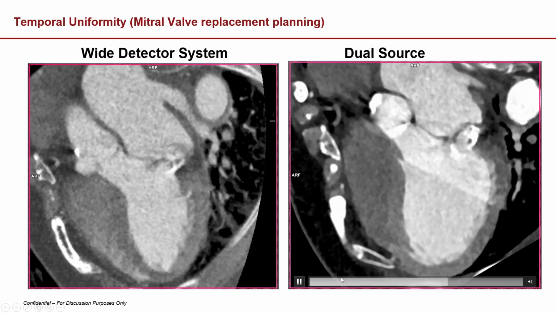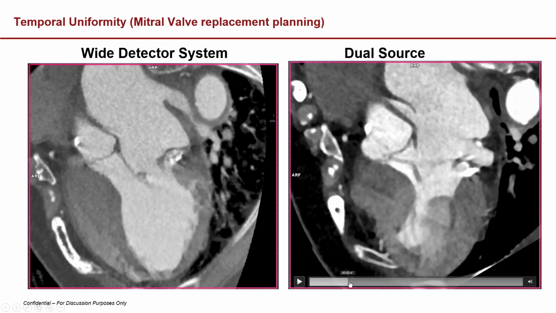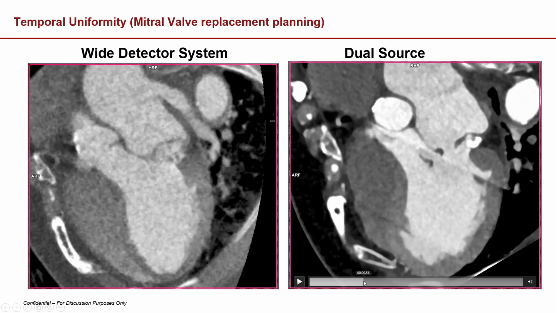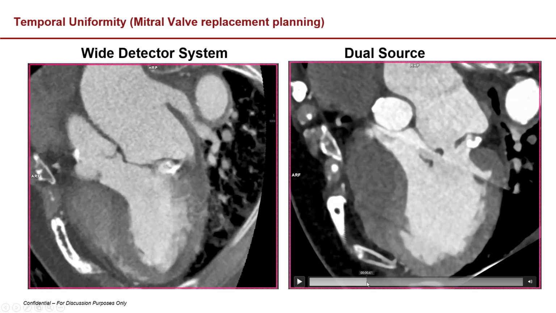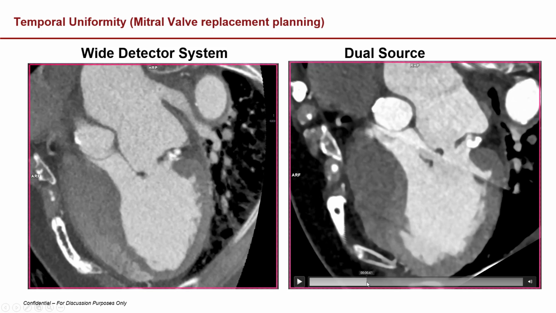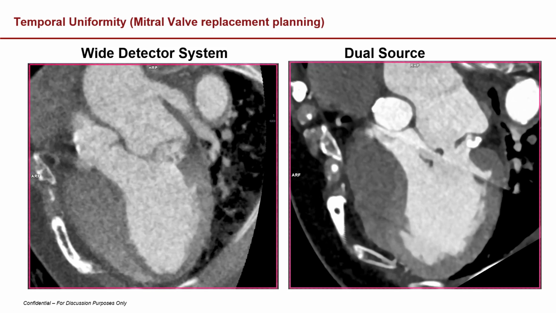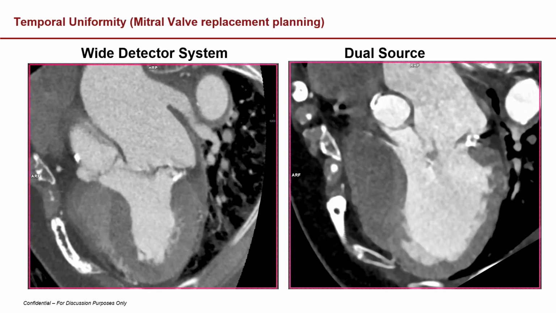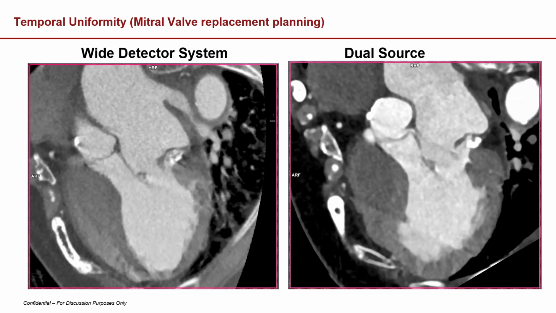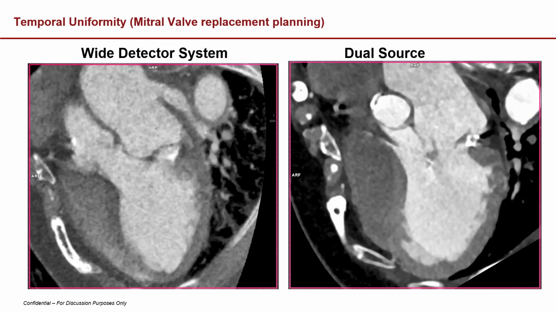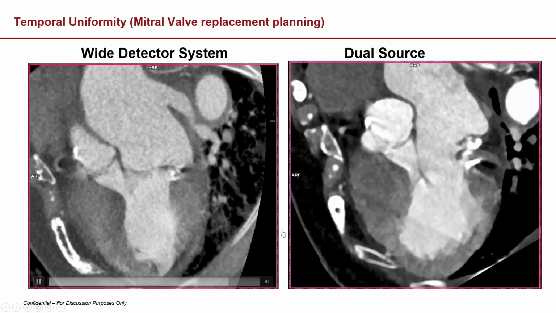But on the dual source scanner, where we actually have multiple heartbeats being put together with this arrhythmia where we need diastolic imaging, the diastole phase is actually not the same. It's not alike. And so you're getting this weird line artifact through the cardiac cycle. And so it's very hard to map out the actual mitral valve plane and the size and the shape.